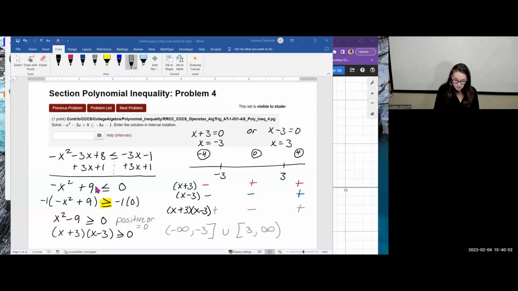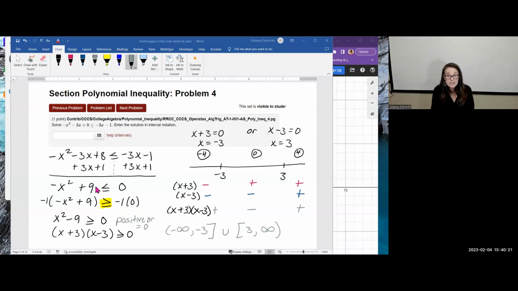Now, I was looking for positive or 0 because the or equal to will include the endpoints. Where is it positive? On the far left up to -3. Far left is negative infinity, up to -3, square bracket because of the or equal to.